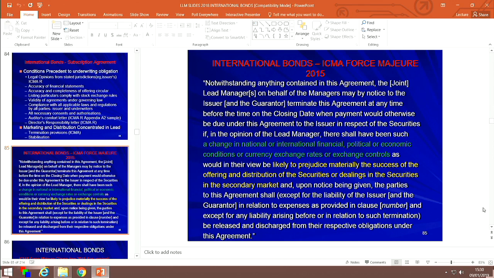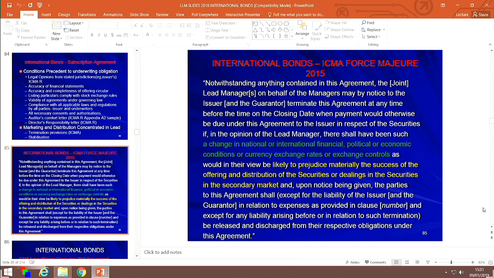So what this clause is doing is saying, well, if any of these things change, national, international, financial, political, economic conditions, in a way that affects either the actual bond issue in the primary markets or trading in the secondary markets, there is a right to terminate the bond issue prior to closing date, or indeed on closing date. And the important bit here is in the opinion of the lead manager.